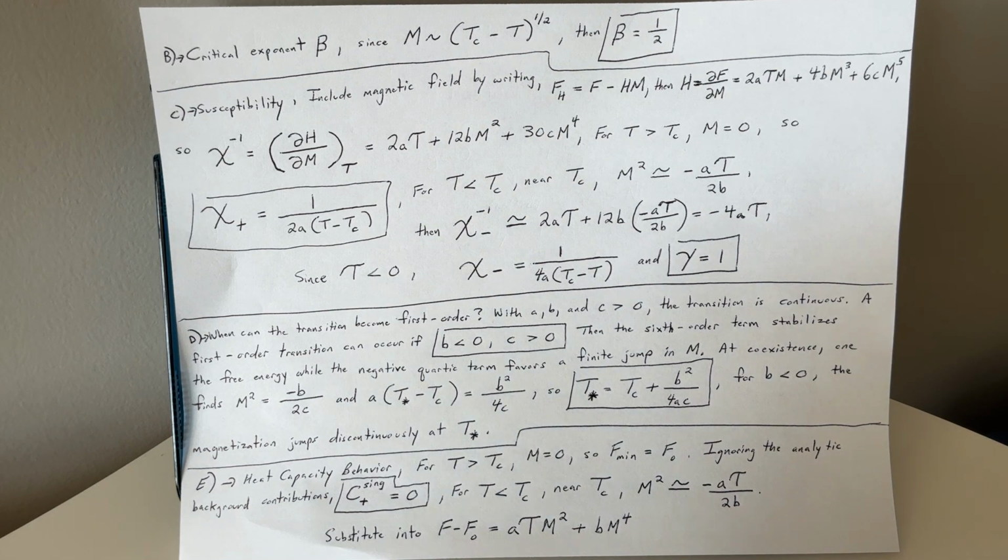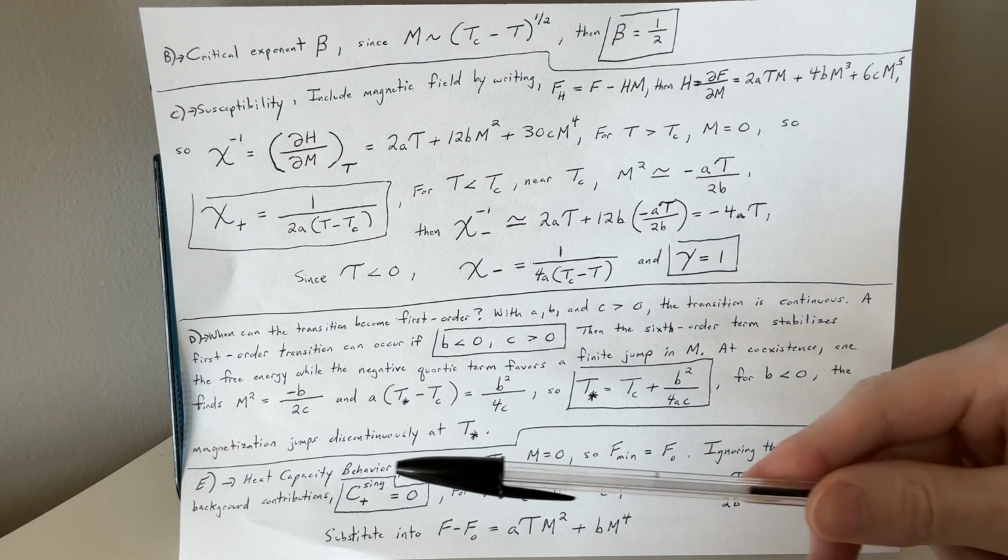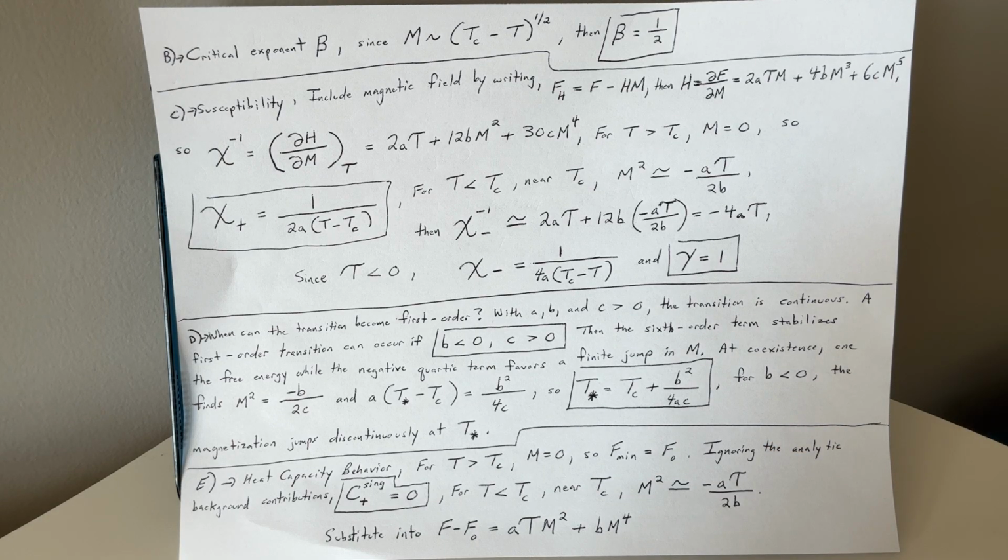And part E, let's see here. They want us to derive the heat capacity behavior. So for part E, the heat capacity behavior here starts here at the bottom. Heat capacity behavior for T greater than T sub C, M equals 0, so F sub min equals F sub 0. Ignoring the analytic background contributions, this C plus equals 0.